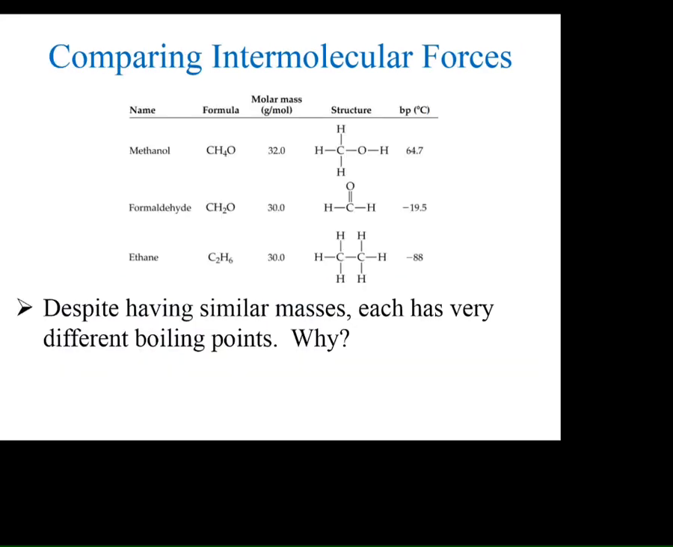Okay, so let's look at 3 molecules and figure out what's going on here. They all have about the same mass. See, their masses are roughly 30: 32, 30, 30. So they're all pretty close in mass, so the mass is not the difference. Something structural is making methanol have a much higher boiling point than formaldehyde, which has a much higher boiling point than ethane. So let's look at the molecular structure that we drew. Let's look first at ethane.